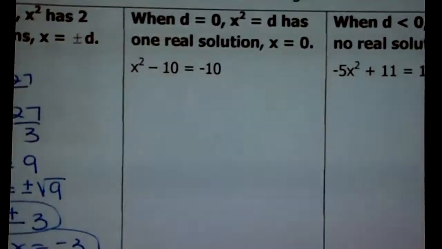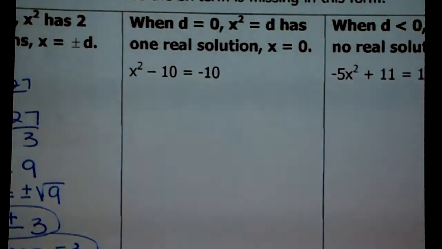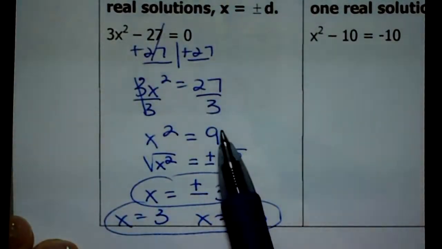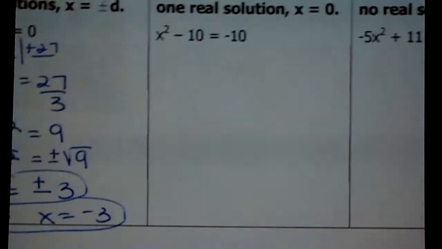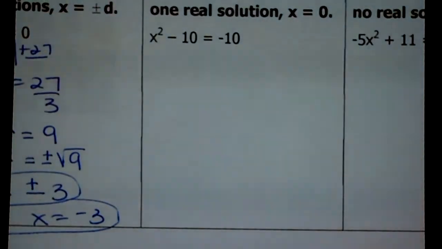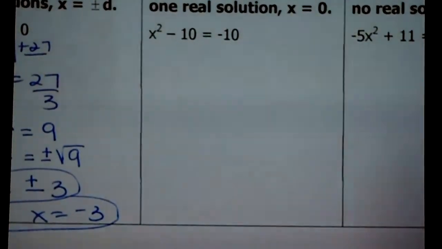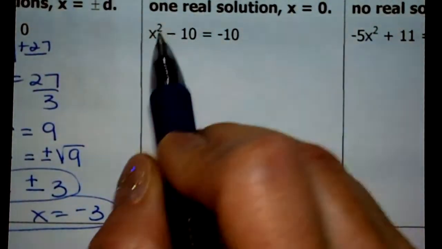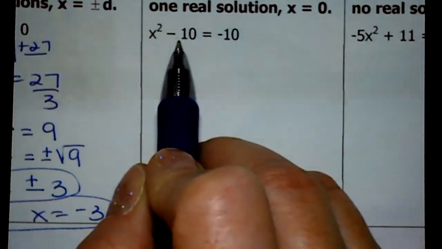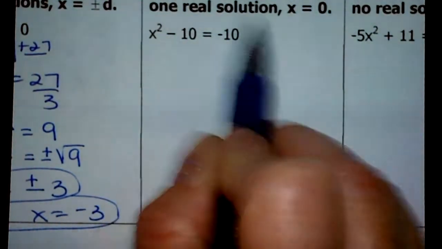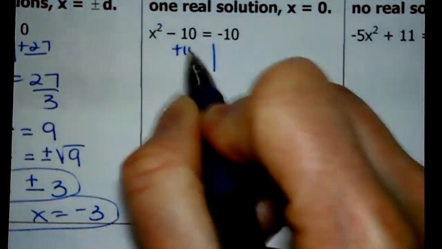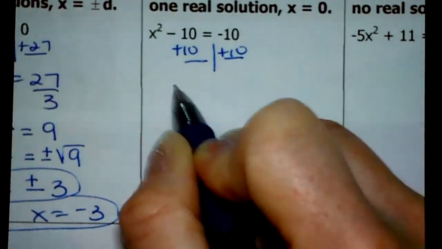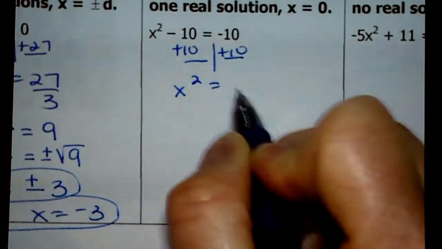Okay, so when d equals 0, x squared equals d has one real solution. So right here, remember how our d term was greater than 0? That gave us two answers. Sometimes d is equal to 0, and that means we're going to have one real solution. x will be 0. So for starters, let's get this negative 10 to the other side so I can have x squared equals d form. So I'm going to add 10 to make that happen, and I get x squared equals negative 10 plus 10 is 0.